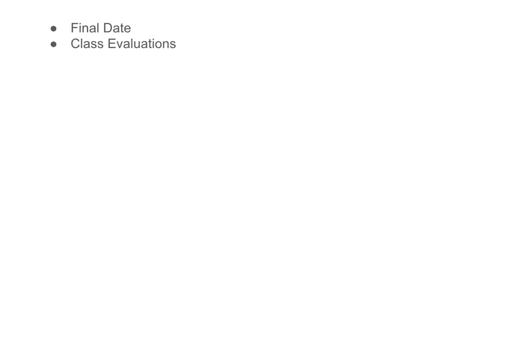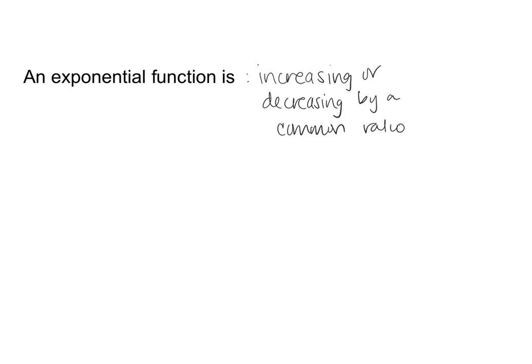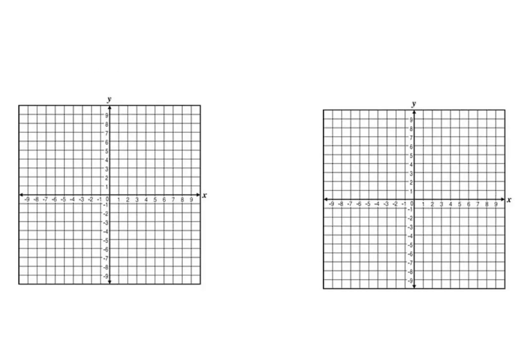Alright, first things first, an exponential function is a function that's increasing or decreasing by a common ratio. And what that means is that we are multiplying or dividing, but we like to say multiplying mostly, to get from one term to the next. Okay, let's look at some examples here.